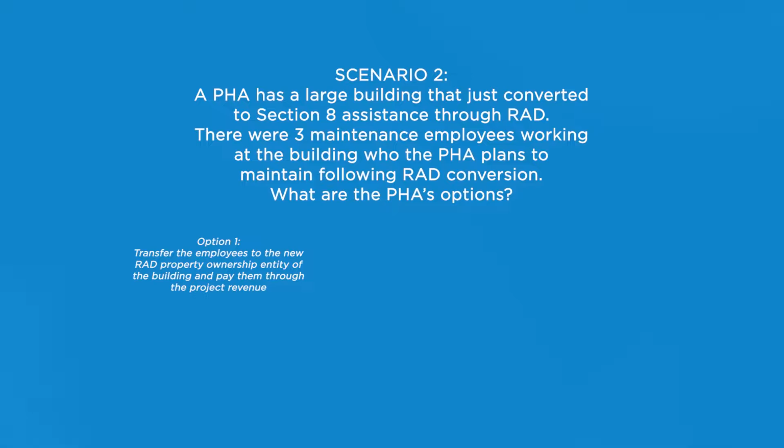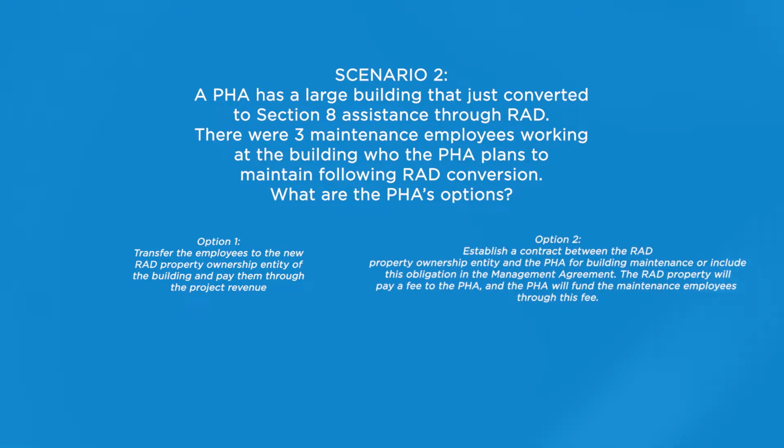Option 1. Transfer the employees to the new RAD property ownership entity of the building and pay them through the project revenue, or Option 2. Another way to do this would be to establish a contract between the RAD property ownership entity and the PHA for building maintenance, or include this obligation in the management agreement. The RAD property will pay a fee to the PHA, and the PHA will fund the maintenance employees through this fee. Remember, your local procurement requirements must be followed.